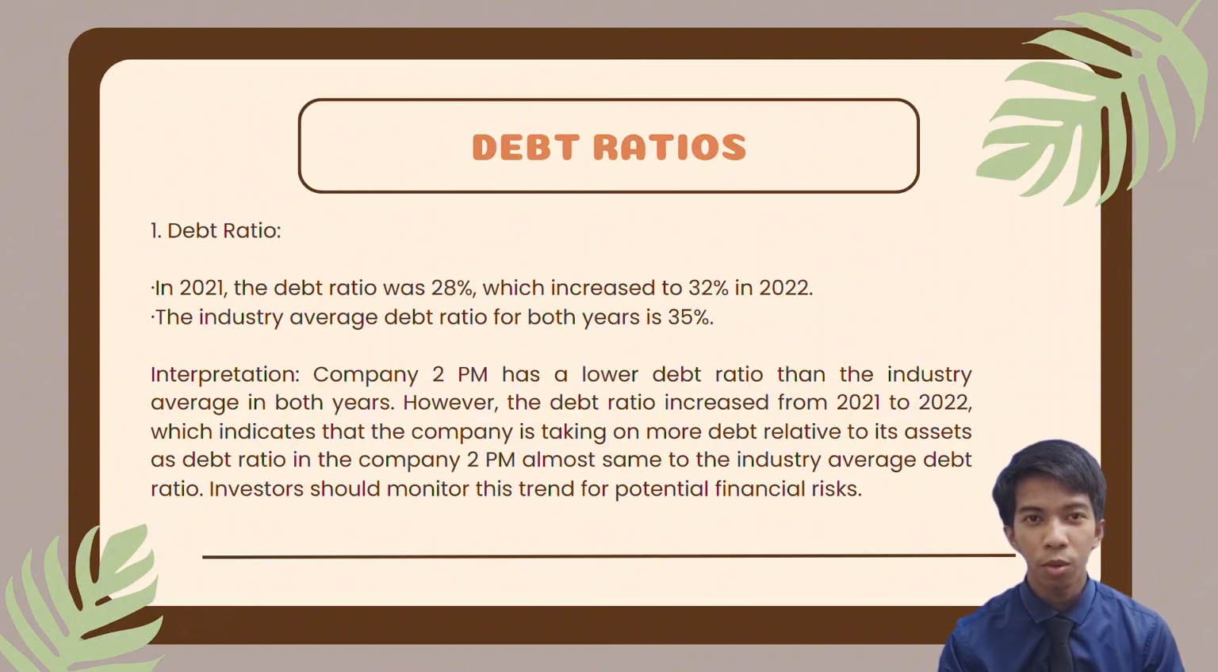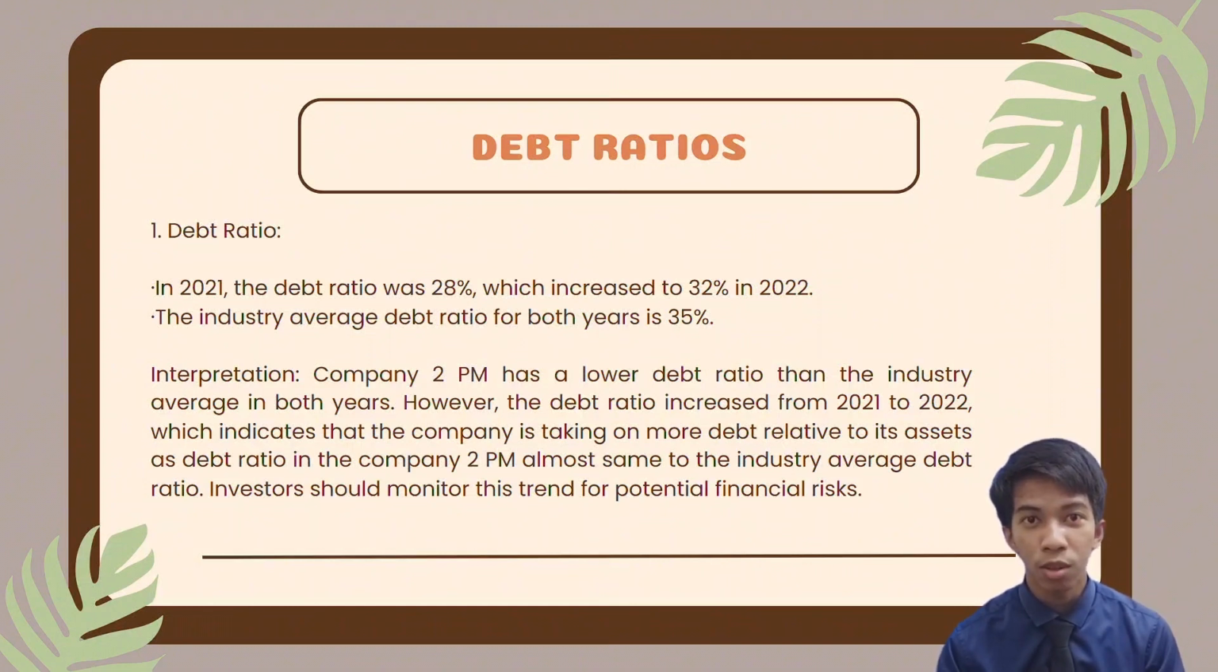In 2021, the debt ratio was 28%, which increased to 32% in 2022. The industry average debt ratio for both years is 35%. For the interpretation, company 2PM has a lower debt ratio than the industry average in both years.